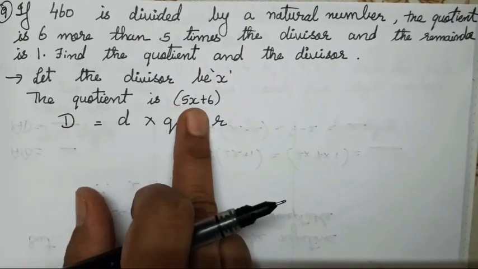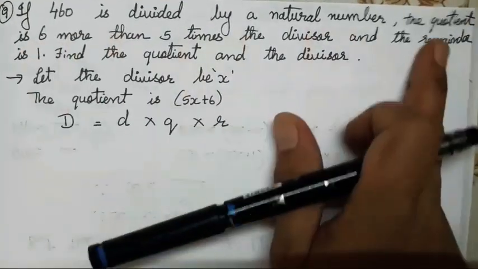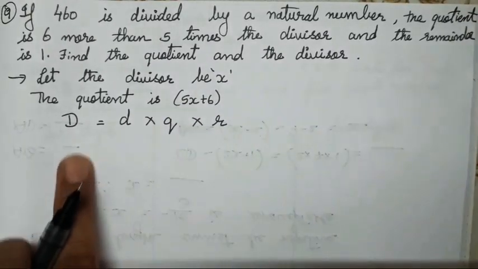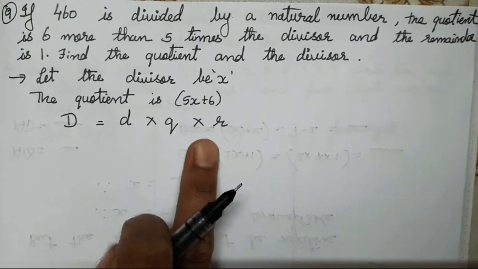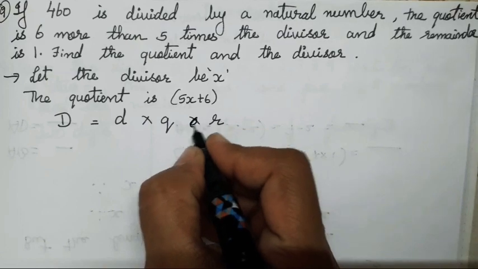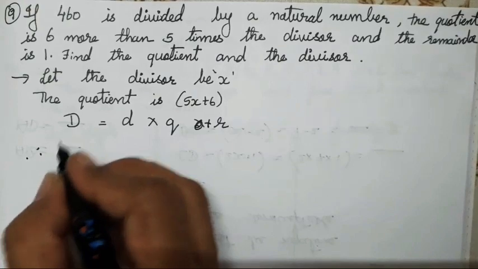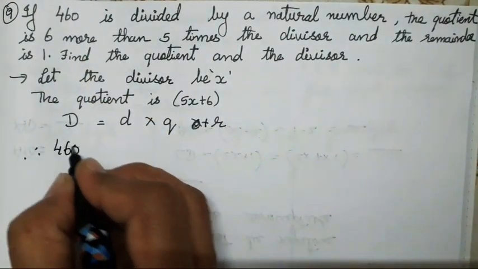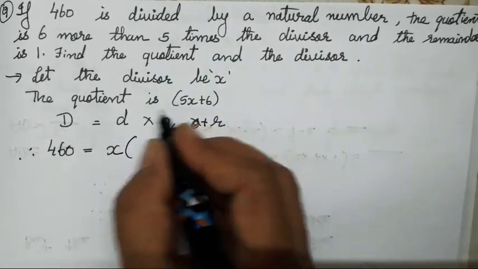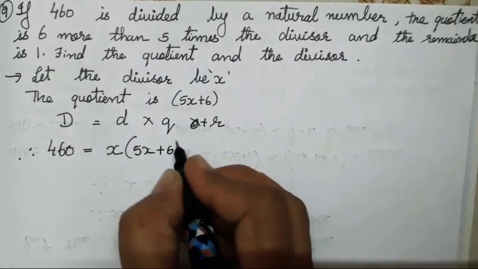The quotient is 5 times the divisor plus 6. Therefore 5x plus 6, isn't it? The quotient is 6 more and it is 5 times. Therefore 5x plus 6. Now this is a simple formula that we have done, that is dividend is equal to divisor into quotient plus remainder. So let's write it. Dividend is how much? 460. Now divisor is supposed to be x. Then quotient is going to be 5x plus 6.